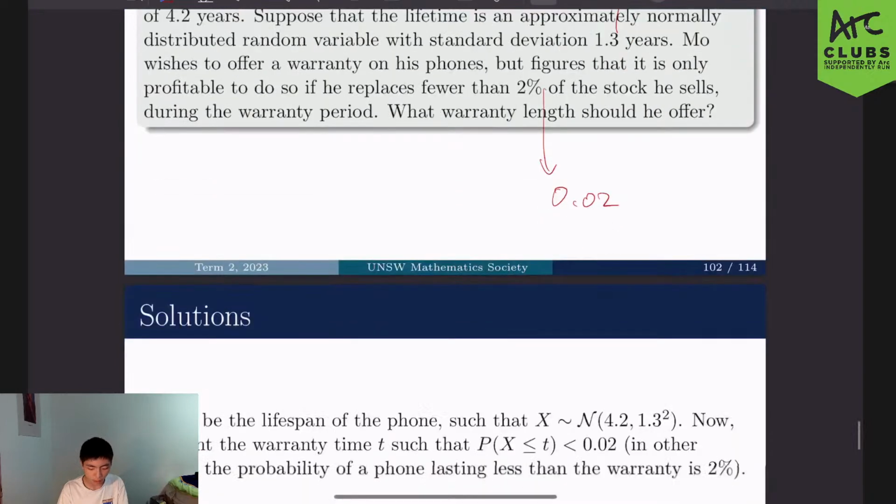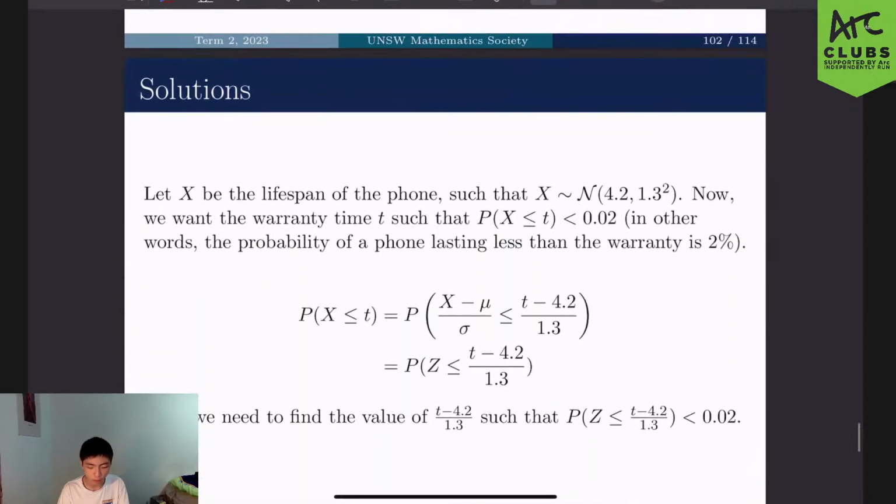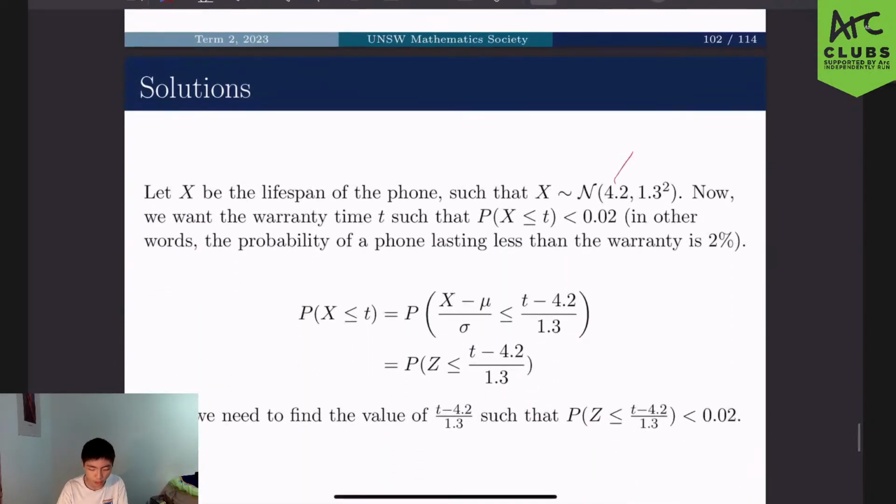So how we tackle this is we have a normal distribution, right? We know that this is the mean and we know that this is the variance, so sigma squared. How this works is we want the warranty time t to make it so that the probability of the phones failing inside the warranty period is less than 0.02. Notice that it doesn't actually matter if this is less than or equal to 0.02 because the times are infinitely thin, right? If we wanted to have that particular value.